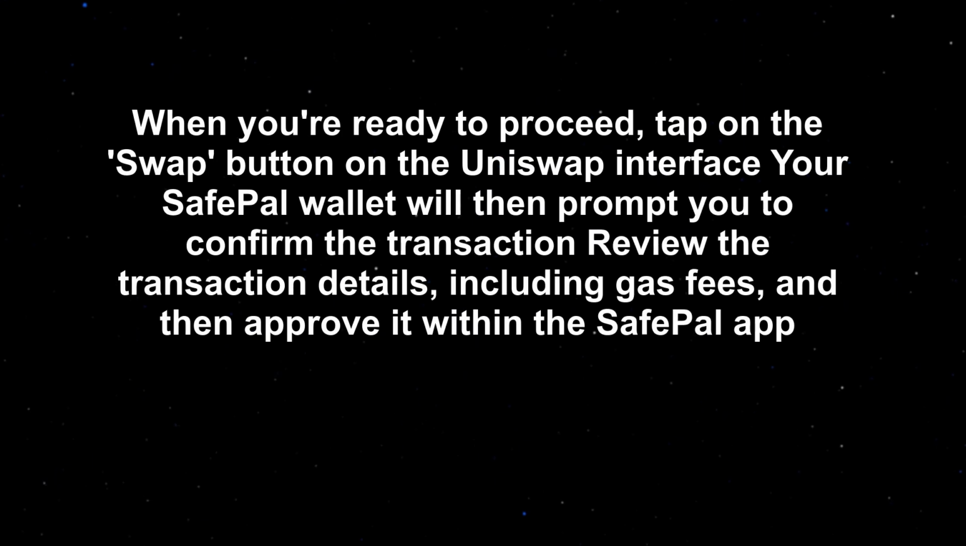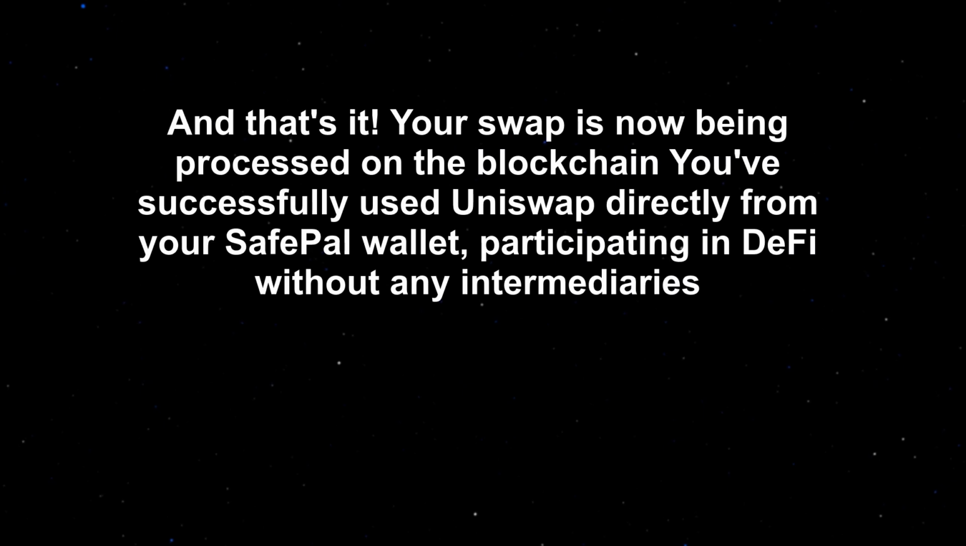When you're ready to proceed, tap on the Swap button on the Uniswap interface. Your Safepal wallet will then prompt you to confirm the transaction. Review the transaction details, including gas fees, and then approve it within the Safepal app. And that's it. Your swap is now being processed on the blockchain. You've successfully used Uniswap directly from your Safepal wallet, participating in DeFi without any intermediaries.